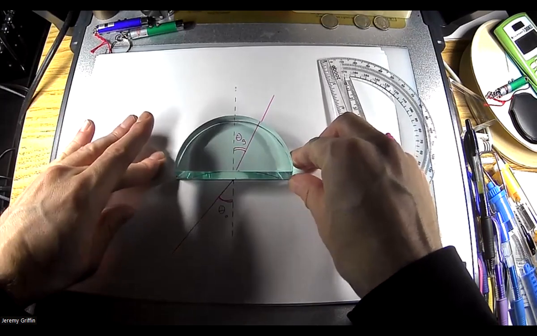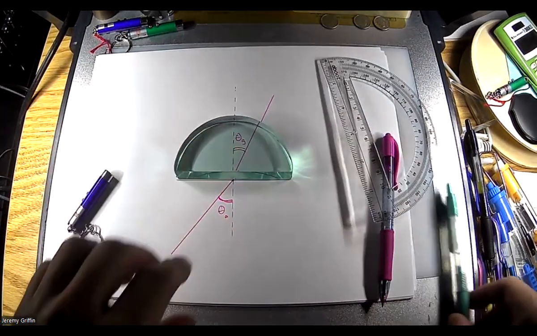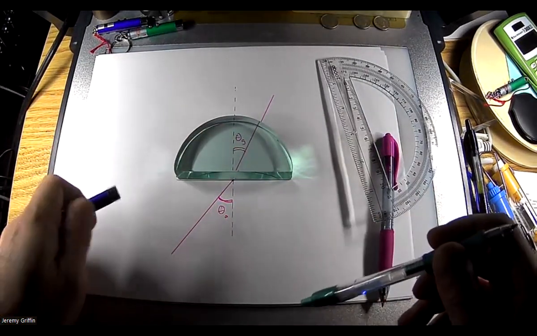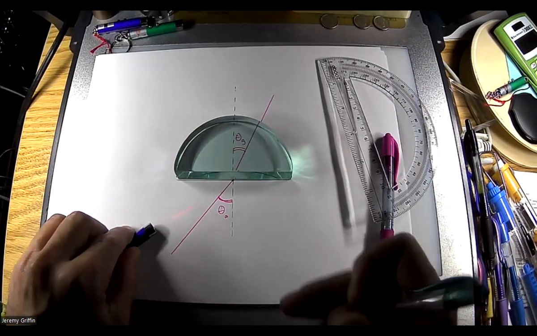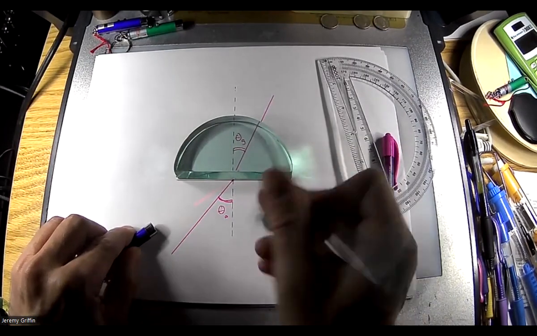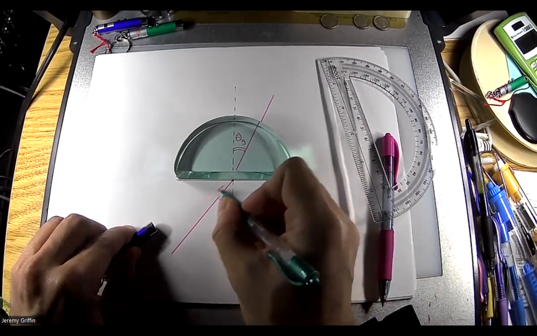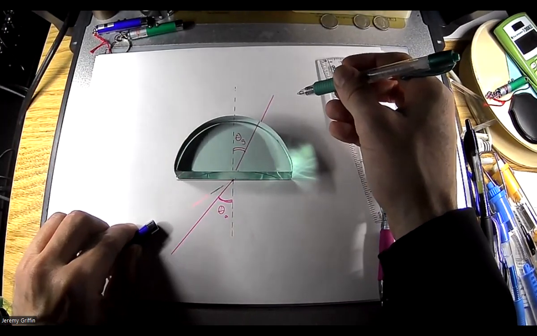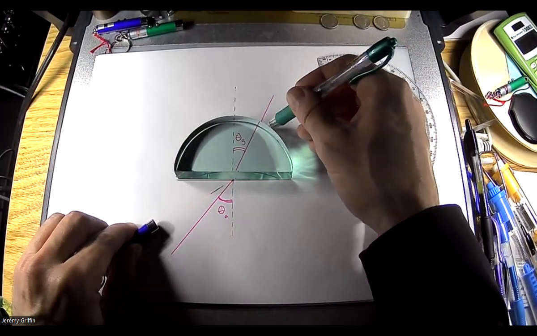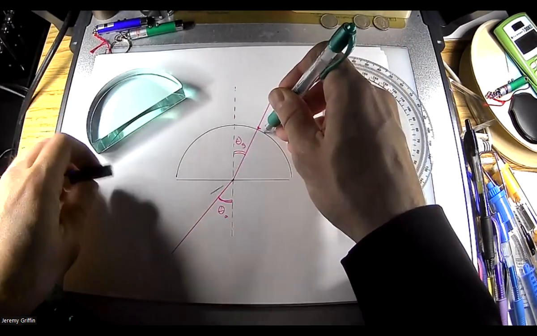Prism back in place here. How about this angle? Let's do some green ink with that. And then, where's this red dot on the other side? Ooh, I see it. It's right about there.